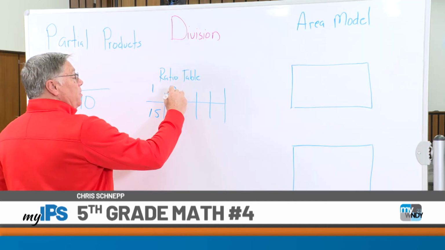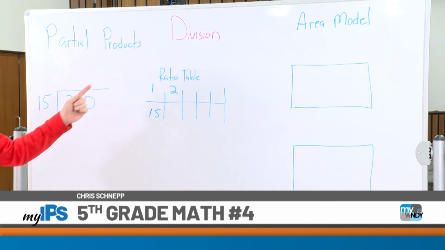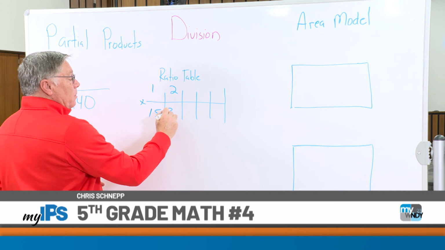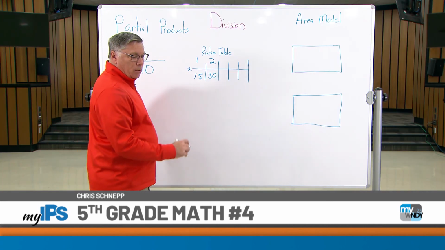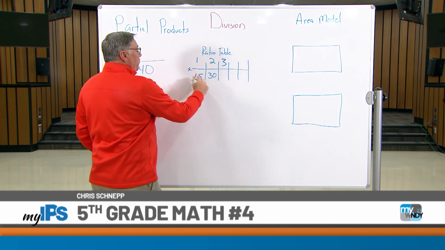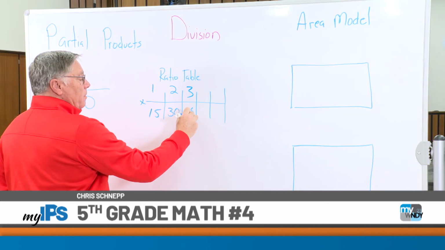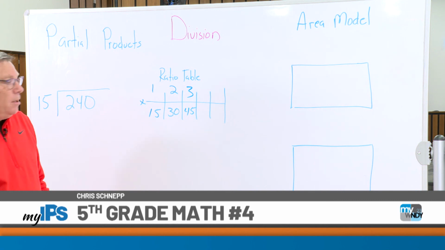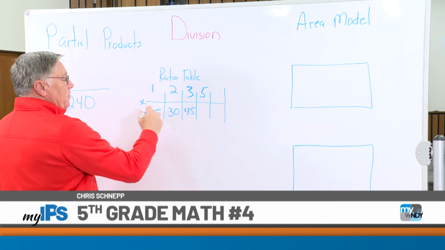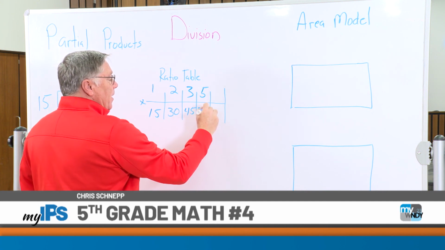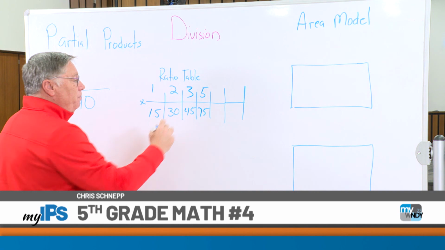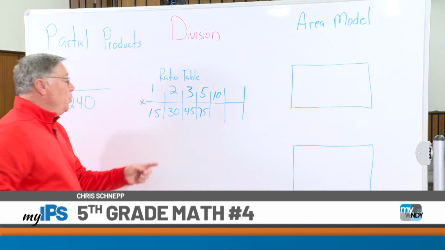So if I use the number 2, 2 times 15, I put my multiplication sign here, 2 times 15 would be 30. Then we'll go to the number 3. 3 times 15 is 45. And we'll do the number 5 because 5 is a multiple. 5 times 15 is 75. I'm going to add 2 more there. We'll bump up to 10. All right, 10 is pretty simple.